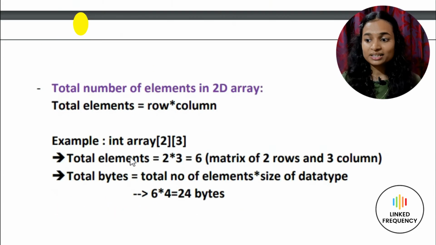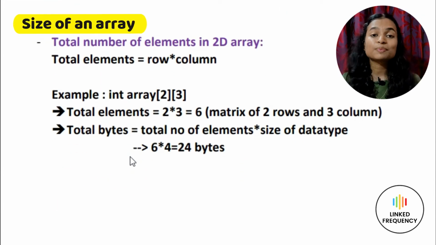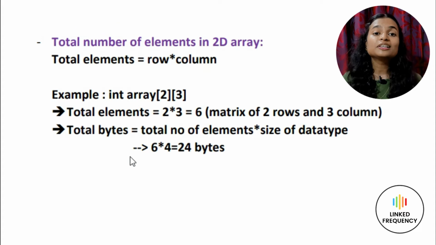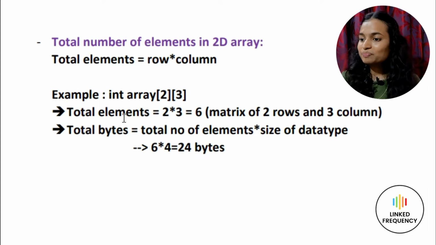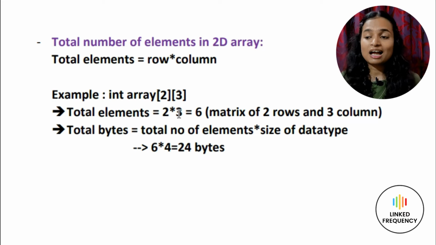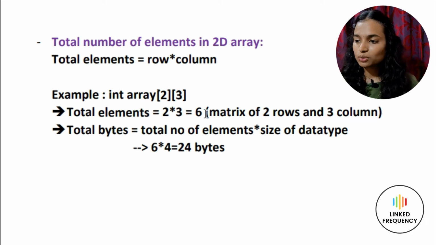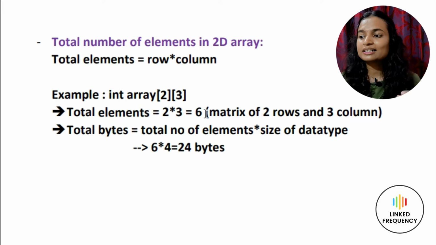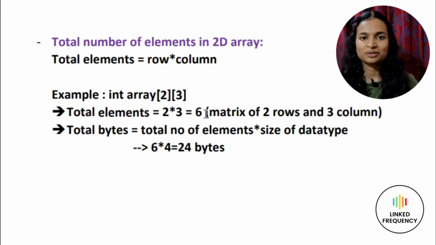Moving on to our next point, regarding the total number of elements present in a 2D array. We can calculate the total number of elements in a 2D array by one simple formula, that is row into column. Let me show you with the help of an example. Here I have used int array of 2 and 3. 2 represents the row and 3 represents the column. So according to our formula, it is row into column for the total number of elements. Same thing I have used, that is 2 into 3, which is equal to 6. In short, you can say that it is a matrix of 2 rows and 3 columns.